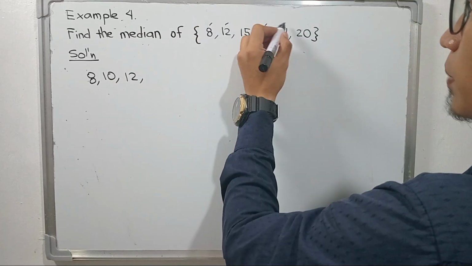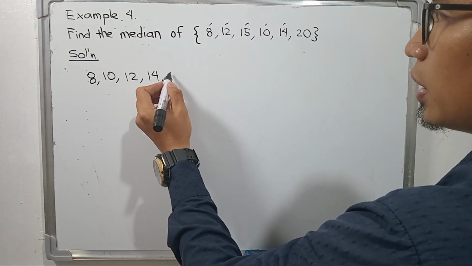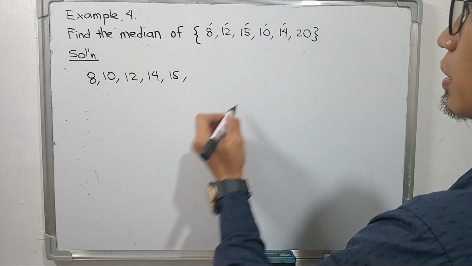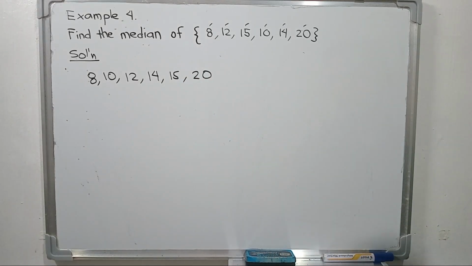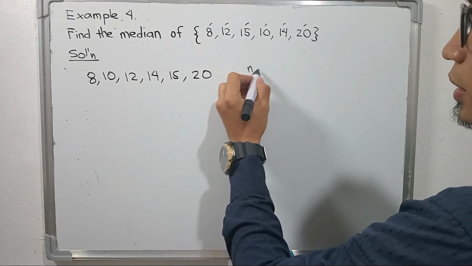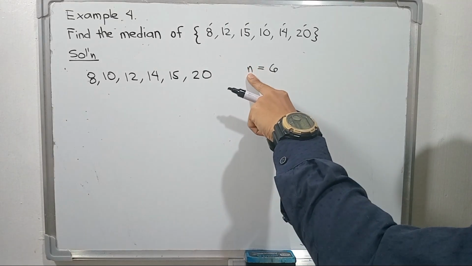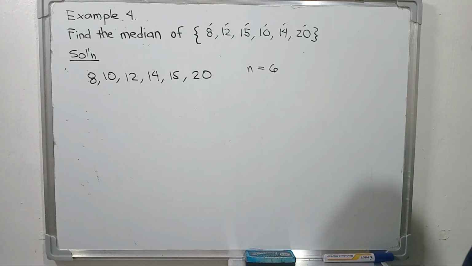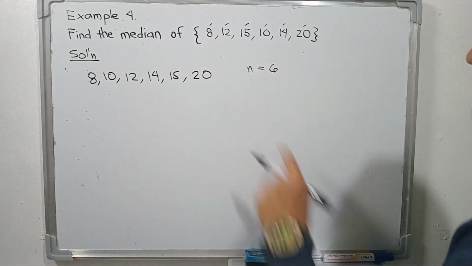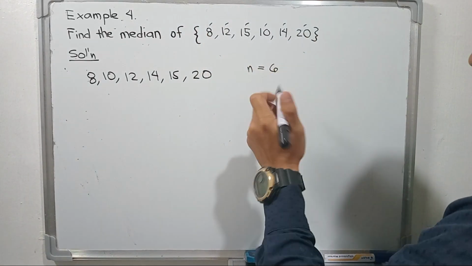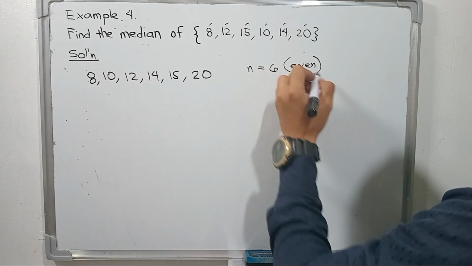Next to 12 will be 14, and then we have here 15, and then the last number will be 20. Okay, so in this case our n is equal to 6. Remember, n tells us how many values are there in the data set. And here we have 1, 2, 3, 4, 5, 6 values in the data set, so n is equal to 6. And take note that 6 is an even number.